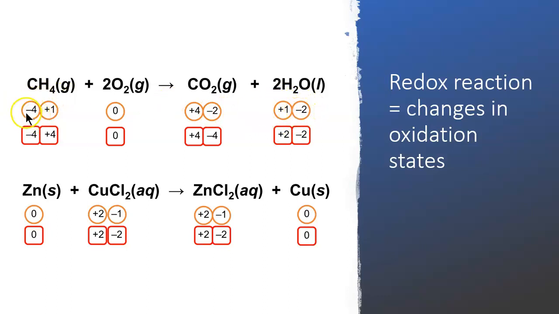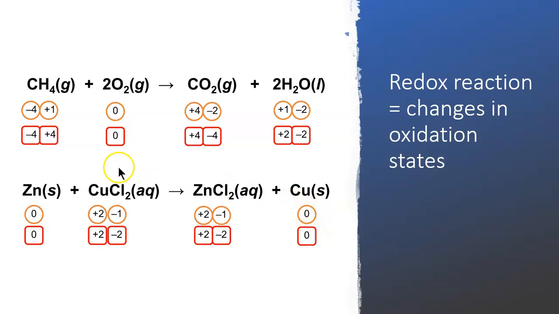So the carbon here goes from an oxidation number of -4 to +4, meaning that each carbon loses 8 electrons and it is oxidized. The oxygen goes from an oxidation number of 0 to -2, meaning that it gains 2 electrons. If we go down to the bottom, to the zinc plus copper chloride, then the zinc starts out with a 0 oxidation number and goes to +2. So the zinc is oxidized. The copper has a +2 oxidation number initially and goes to 0. So the copper is reduced.